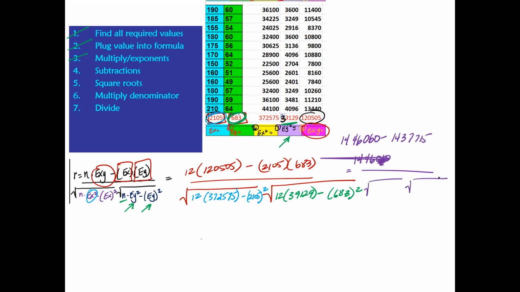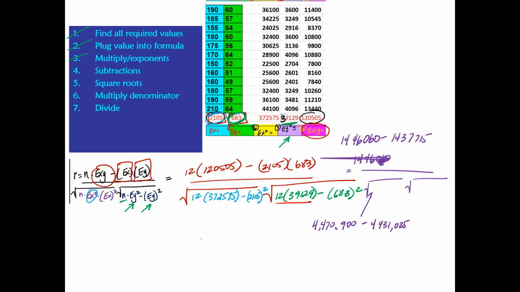And then on the very bottom over here, you have to be very careful because you still have the square root. Your first square root is going to be 372575 times 12. And that is going to be 4470900 minus 2105 times 2105, which is going to be 4431025.